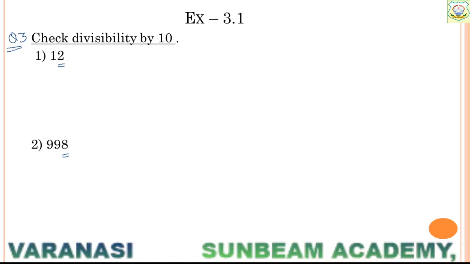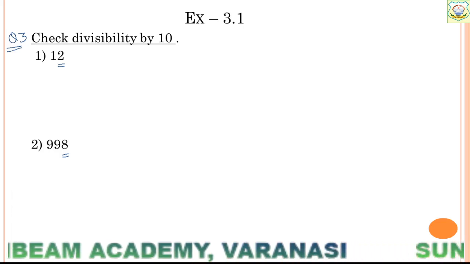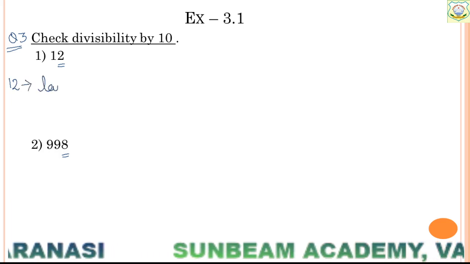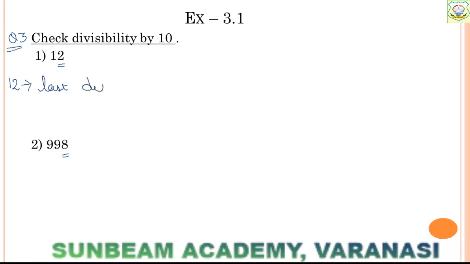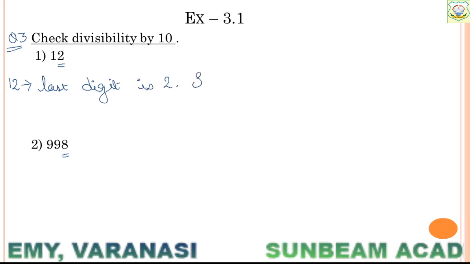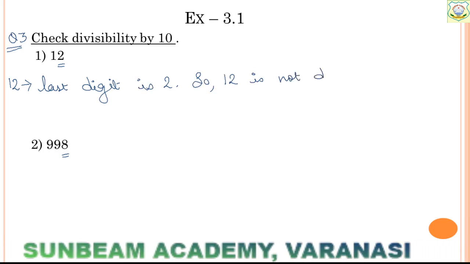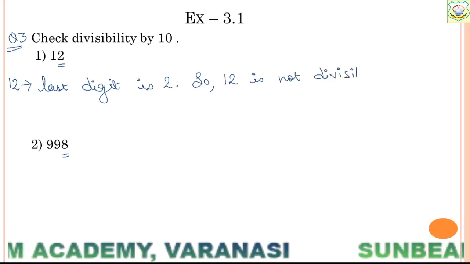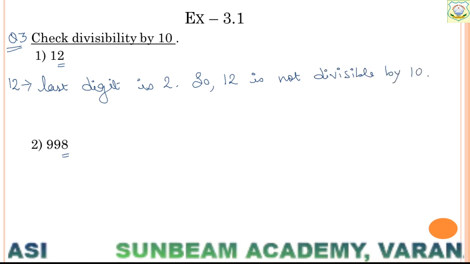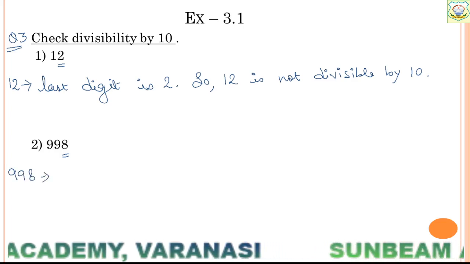I know that you can write by your own because you have learned it properly, what you have to write. So the first, you will write like this: last digit is 2. So 12 is not divisible by 10, right? Written? So now do this one by your own. 998. Do it, students.